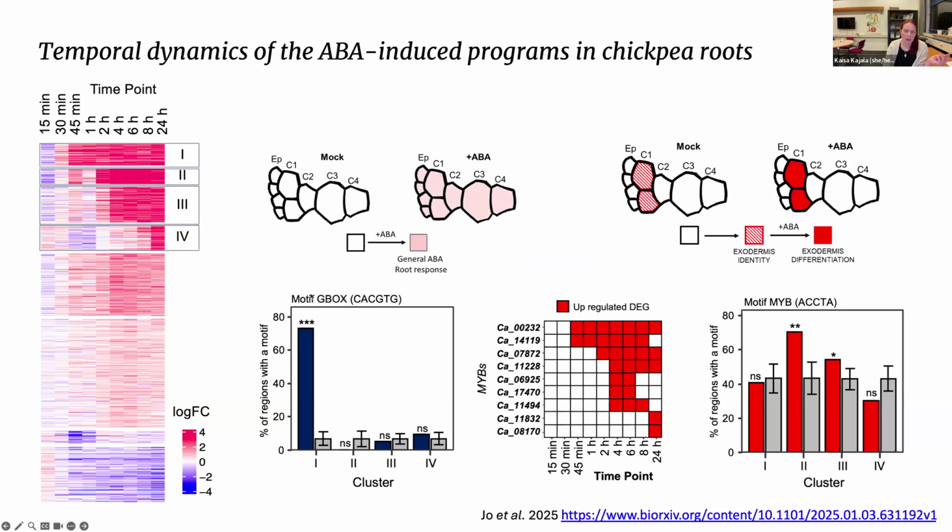So cluster 1 had enrichment of the G-box motif, so the ABA response elements. So most likely immediately downstream of the canonical ABA signaling pathway, whereas clusters 2 and 3 had an enrichment of the MYB motif, and MYBs are known regulators of the suberin pathway in multiple different tissues and species. And what we also see is that there's a slew of MYBs that are regulated at different time points, including two who are regulated very early on at the 45-minute time point. And one of these had two G-box motifs in its promoter. So it's now our likely candidate.